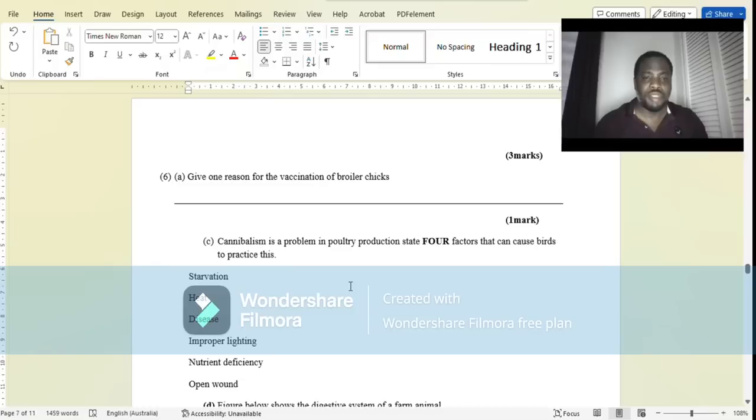It says cannibalism is a problem in poultry production. State four factors that can cause birds to practice this. So cannibalism is basically where you have an organism feeding on its similar organism to obtain food. One of the major causes is starvation. So if the broiler birds are not getting food, or if the feed ran out, they can turn on each other. Stress such as heat. So heat stress.